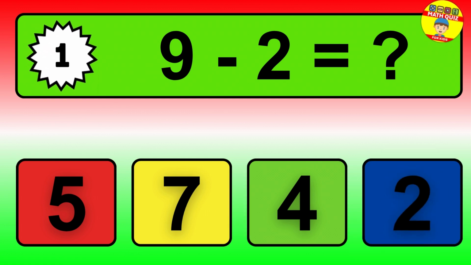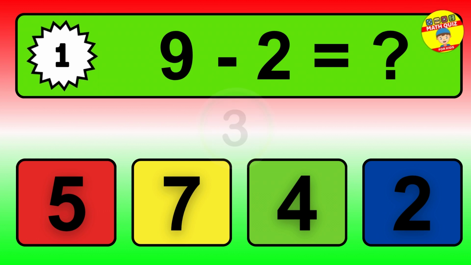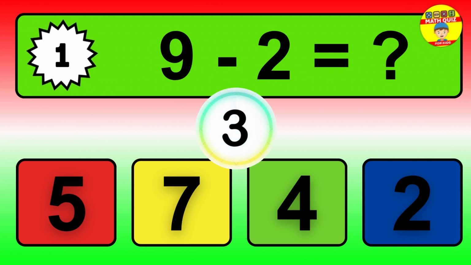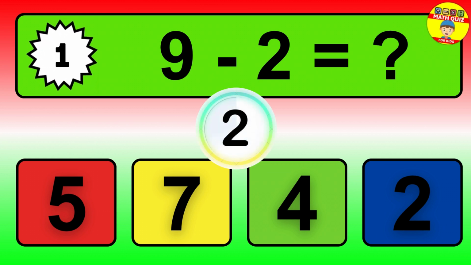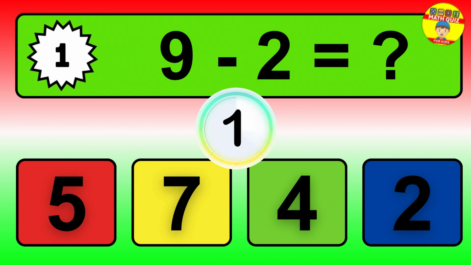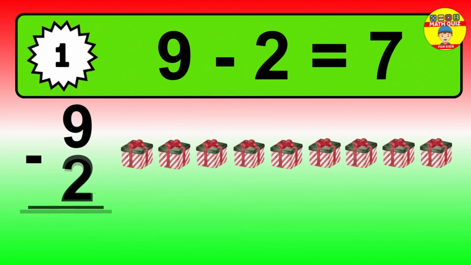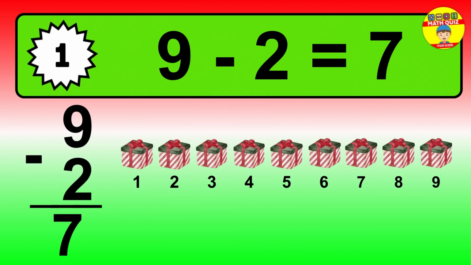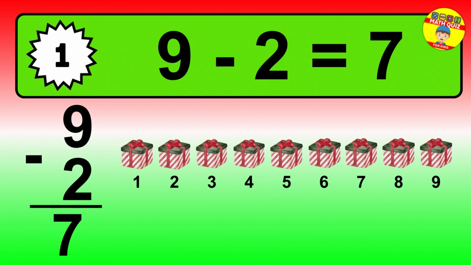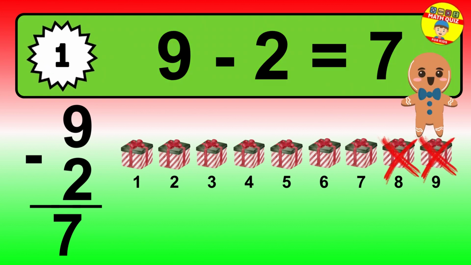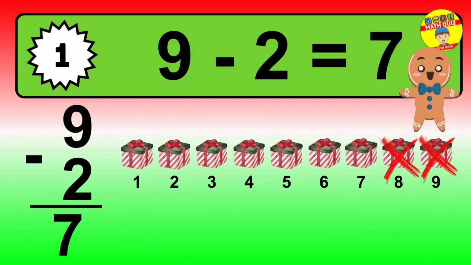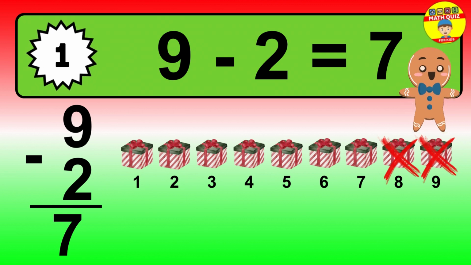Question 1. 9 minus 2 equals what? Well, the answer is 9 minus 2 is 7. Let's count it. 1, 2, 3, 4, 5, 6, 7.